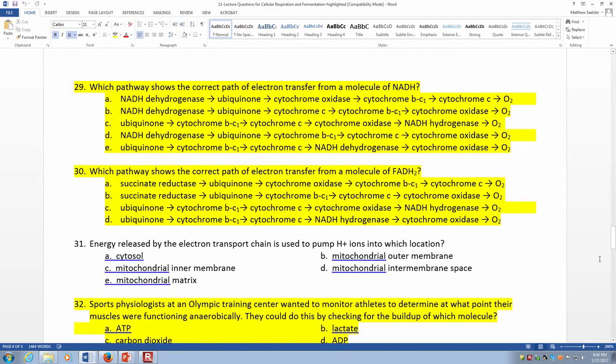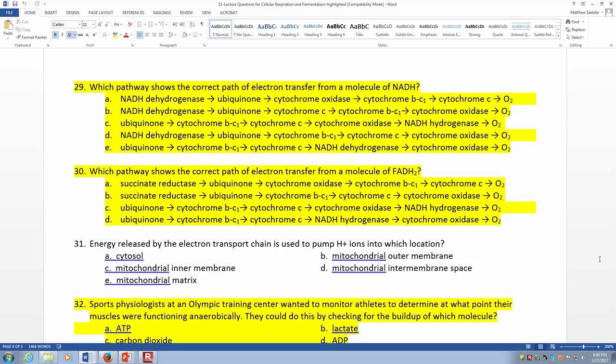So 29 and 30 get at the flow of electrons. For 29, which one correctly states the pathway that electrons take from NADH to oxygen? Right. So they're going to get past the NADH dehydrogenase complex, then to ubiquinone, then to cytochrome BC1, then to cytochrome C, then to cytochrome oxidase, and then to oxygen.